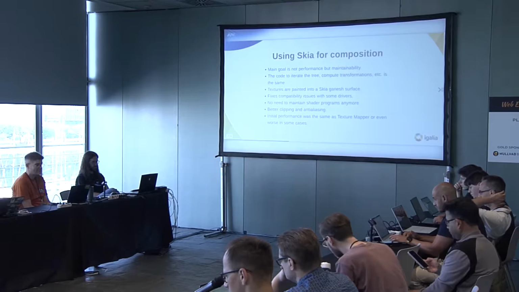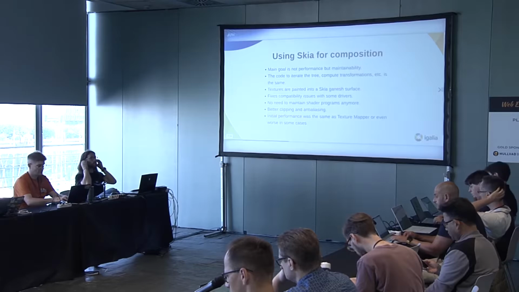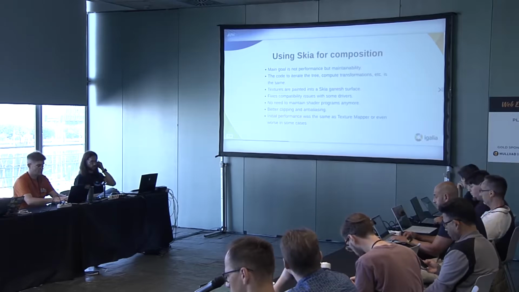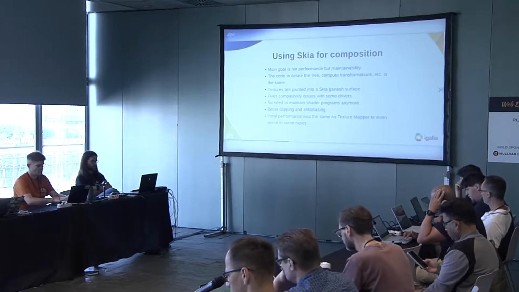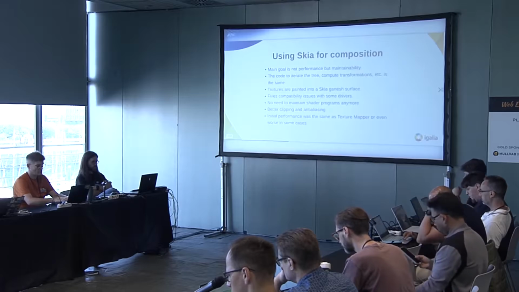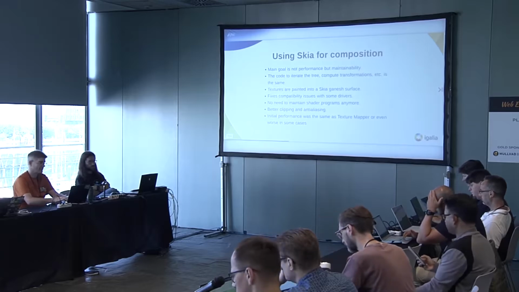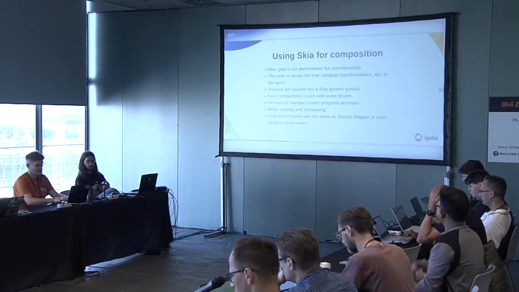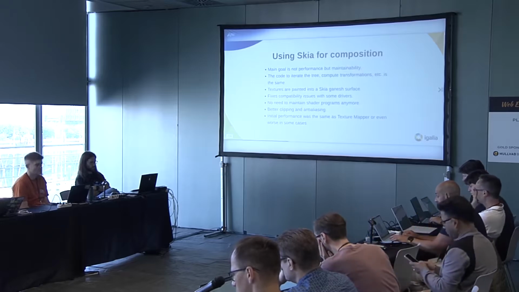So the code that we had in TextureMapper to iterate the tree, compute the transformations, is pretty much the same. What we are basically replacing is the part that paints the textures that we get from the different sources. In this case, using Skia instead of TextureMapper. So the textures are painted into a Skia Ganesh surface. And the main advantages of switching to Skia, well, as I said, it is maintainability, but why?